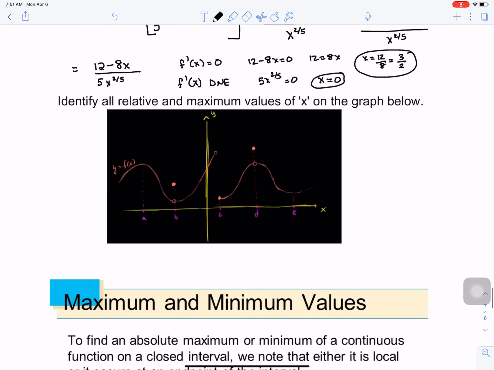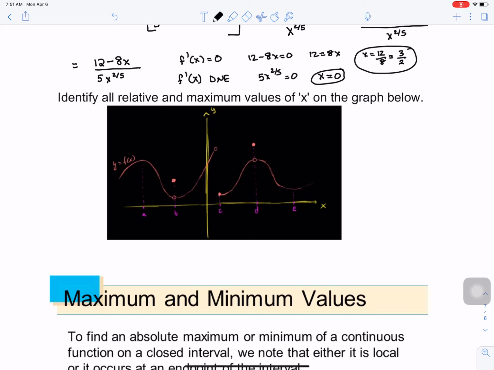Identify all the relative maximum and minimums of x on the graph below. So they kind of want to identify the location of x where the max or min would be. So let's look at this. Here's a point where the derivative is 0. This is like a local max at x equals a. That point has a bump. That bump represents where the derivative is 0.